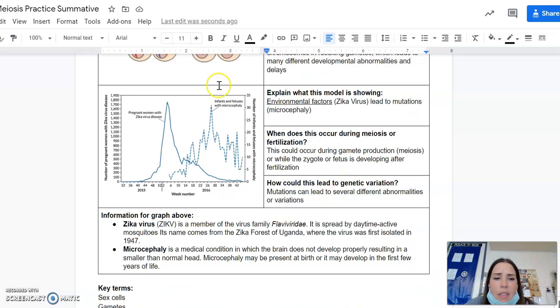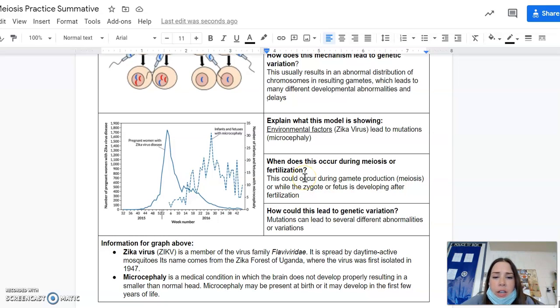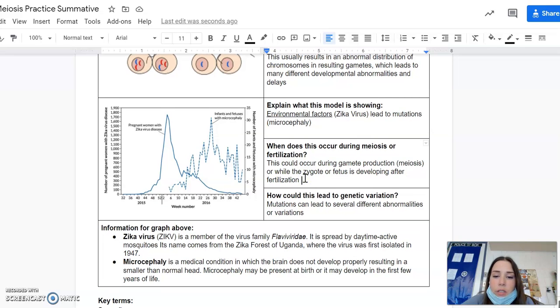So this results in an abnormal distribution of chromosomes, which usually leads to either miscarriages or developmental abnormalities in the offspring. And then this last graph here is showing how an environmental factor, which in this case is the Zika virus, can lead to additional variation. So this could occur either during meiosis, if the person is exposed to the environmental factor and it affects their gametes as they are developing, or it could happen after fertilization. So after the sperm and the egg conjoin to make the zygote, resulting in a pregnancy, then this factor can also affect the baby after fertilization.